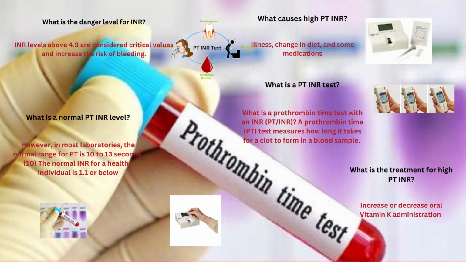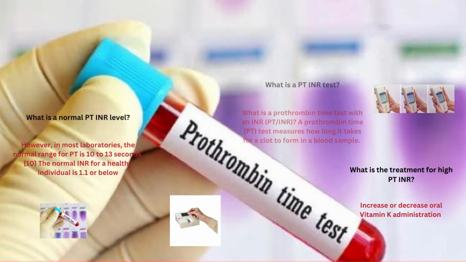What is the danger level for INR? Above 4.9 is considered a critical value and increases the risk of bleeding. What is the normal prothrombin time level? In most laboratories, the normal range for prothrombin time is 10 to 13 seconds.